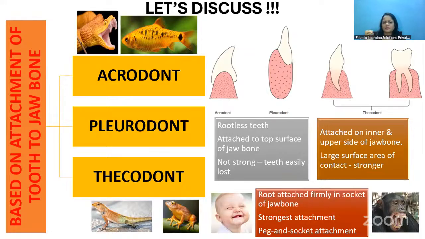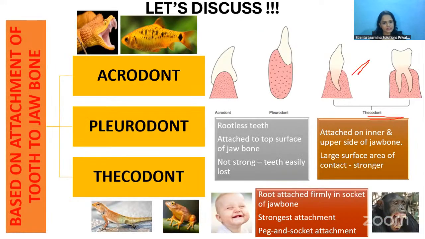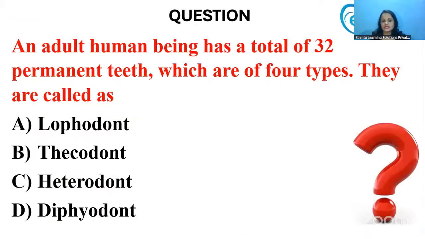It mimics a peg and socket attachment. So this is the example of the thecodont type of teeth, most commonly seen in humans and apes and gorillas. Now I think you got an idea about the different types of donts. Now there are other terms like diphyodont and heterodont also mentioned in the question, which we'll be discussing in the next question, because this question is also related to the first one.